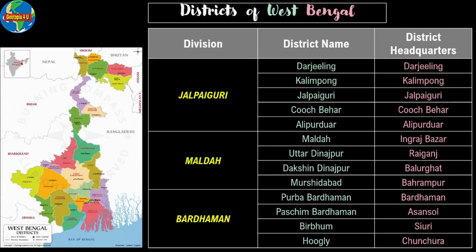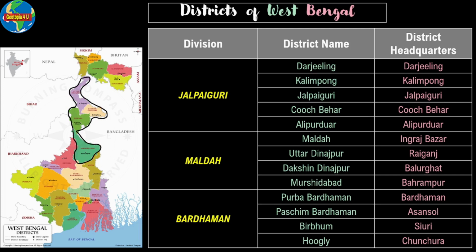Districts of West Bengal. So first up, we have got the Jalpaiguri division, which has been marked with the black line in the picture. The Jalpaiguri division consists of the following districts: Darjeeling, Kalimpong, Jalpaiguri, Coach Bihar, and Alipurduar.